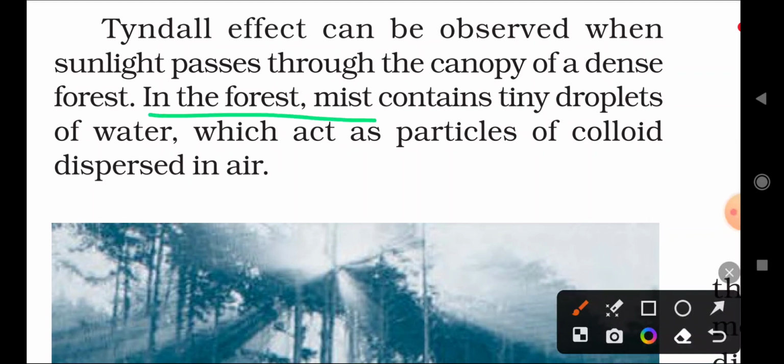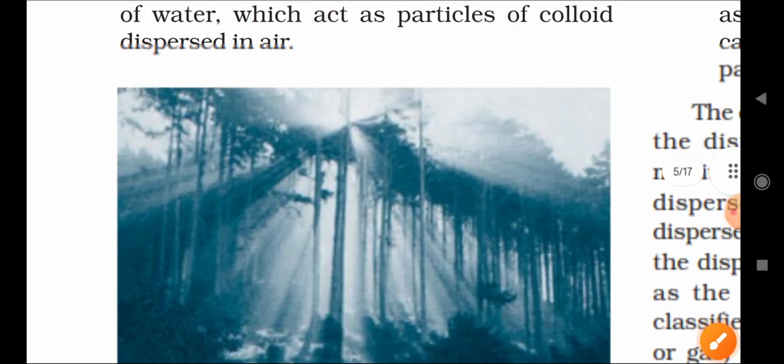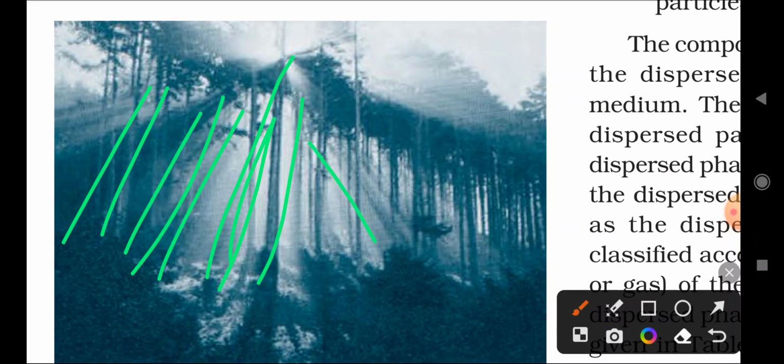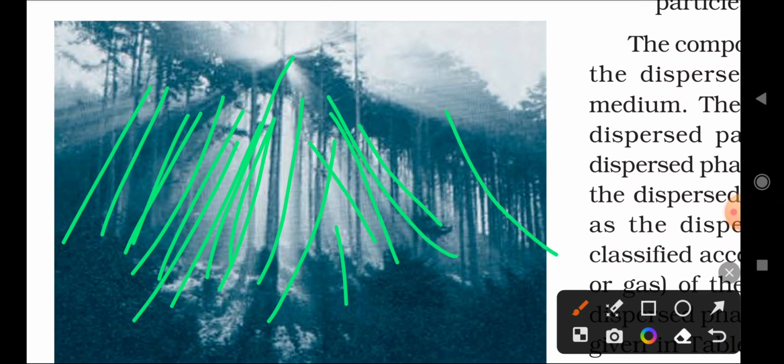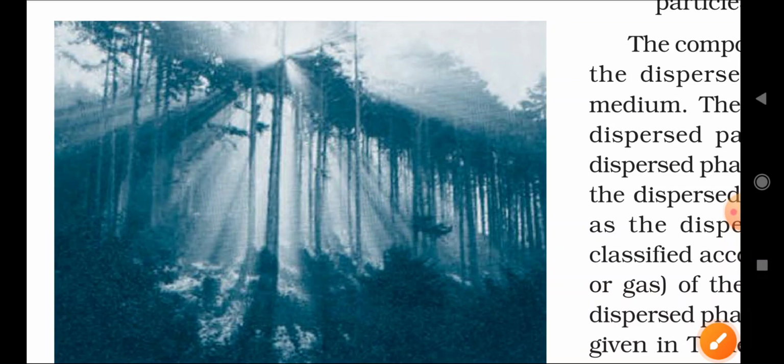In this forest, mist contains tiny droplets of water which act as particles of a colloid dispersed in air. So this is a good example, right? In the forest, light is coming in along paths like this. Because of the moisture that contains small water droplets, those droplets act as particles and the light is scattered. We can observe the same phenomenon from the window in our home, correct? So this is a good example of scattering of a beam of light.